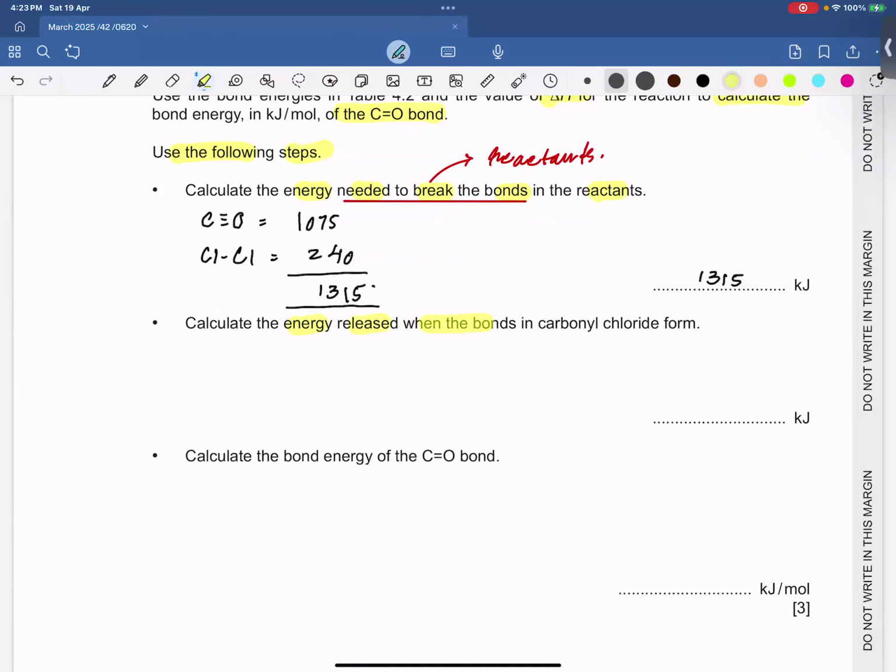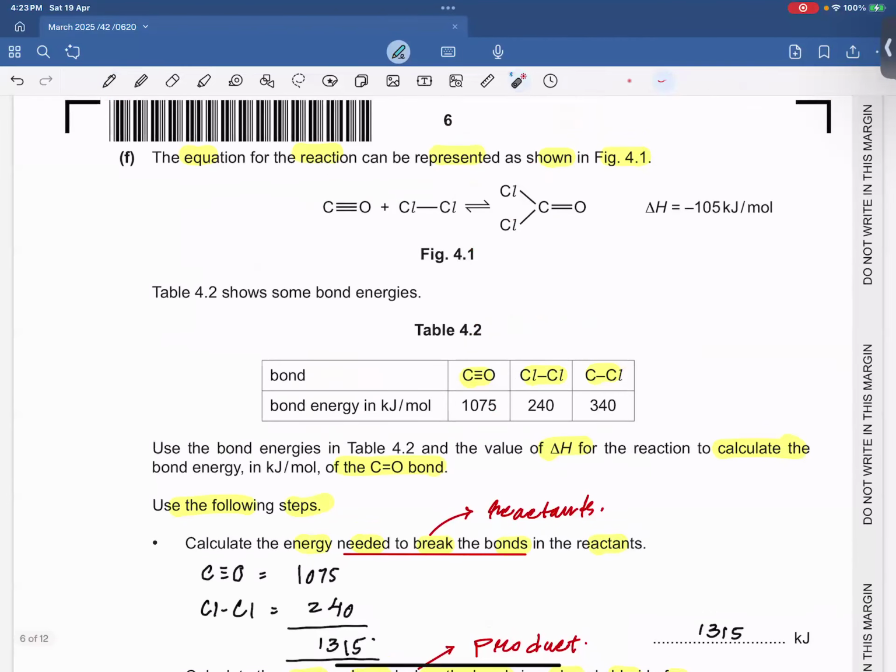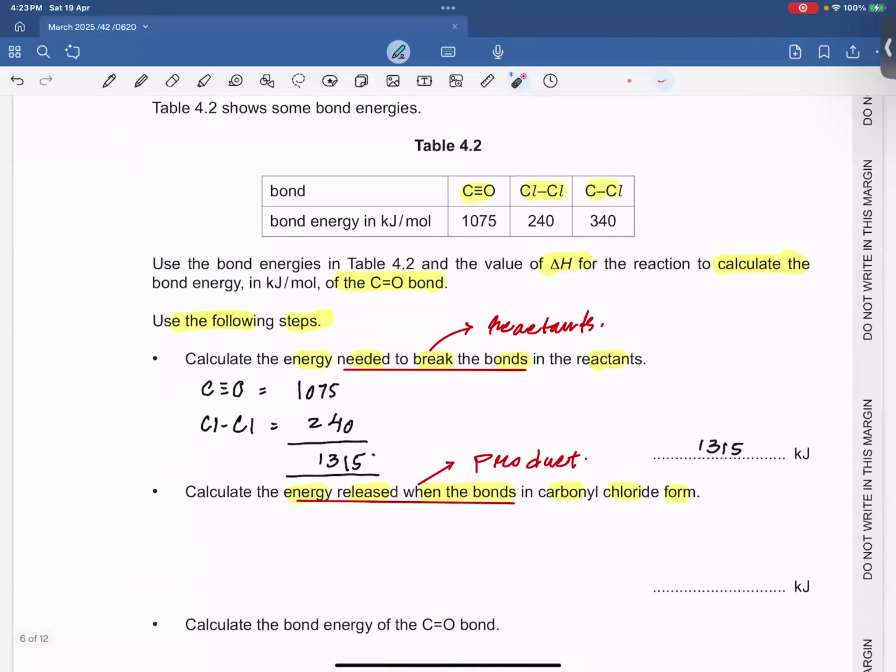Calculate the energy released when the bonds in carbonyl chloride form. When we say energy released, it means we need to check the products. Because during the formation of products, new bonds are formed, and the formation of new bonds is basically an exothermic process, which is why we need to consider the product here. And in the product, we have this molecule.